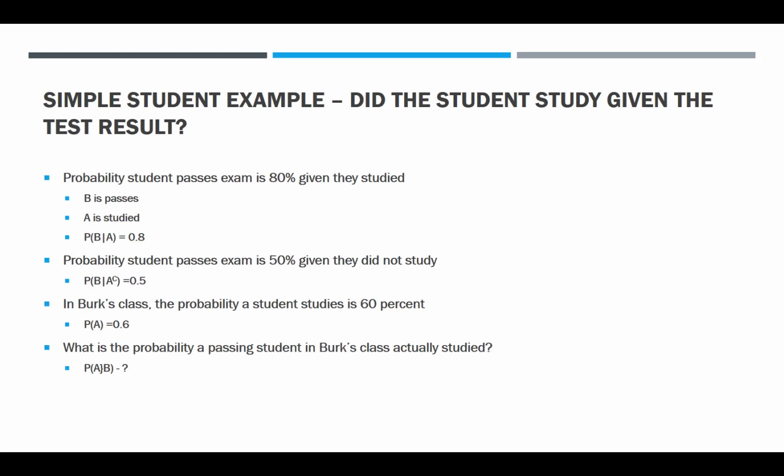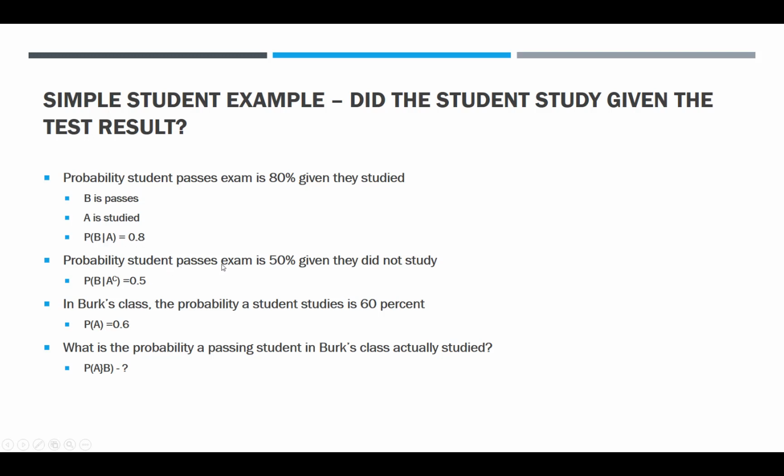So again, we were given that the probability that a student passes the exam is 80% given that they studied. B is the event that they pass. A is the event whether they studied. So mathematically, we can pose this as the probability of B given A is equal to 0.8, right? This is B given A is 80%.